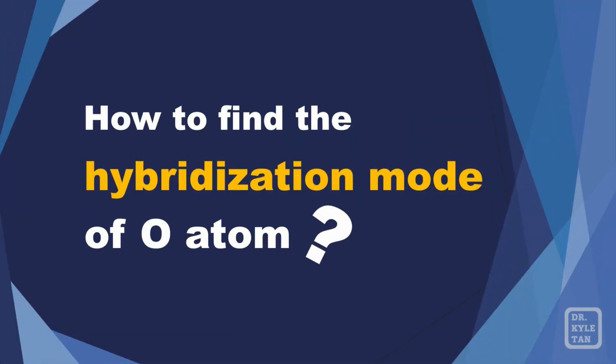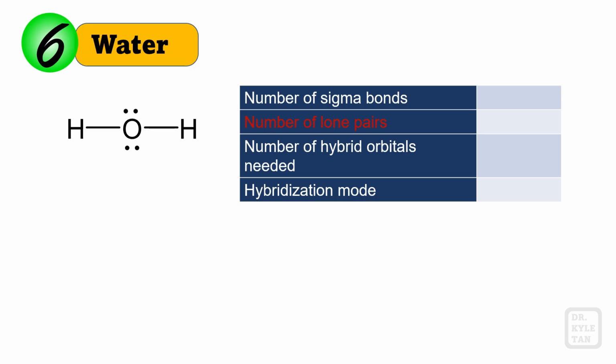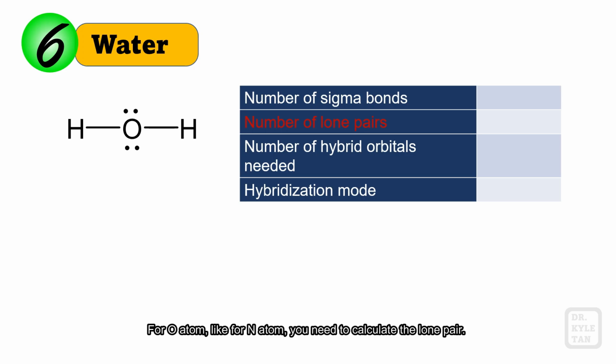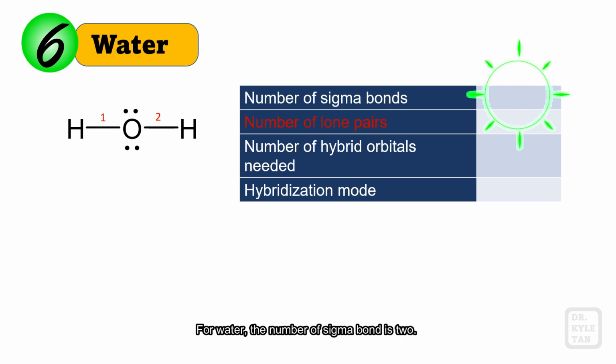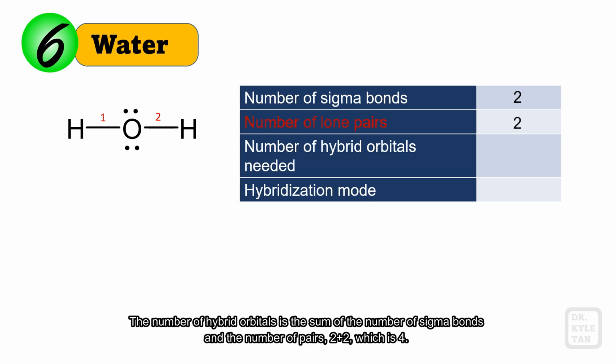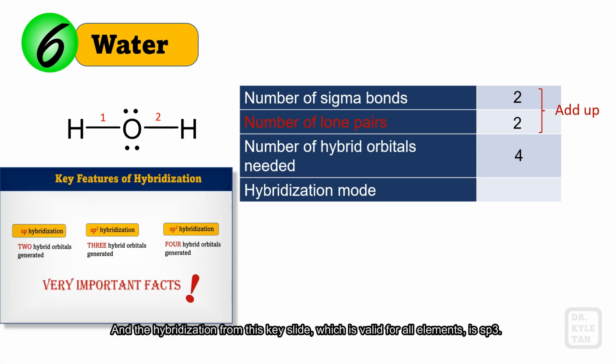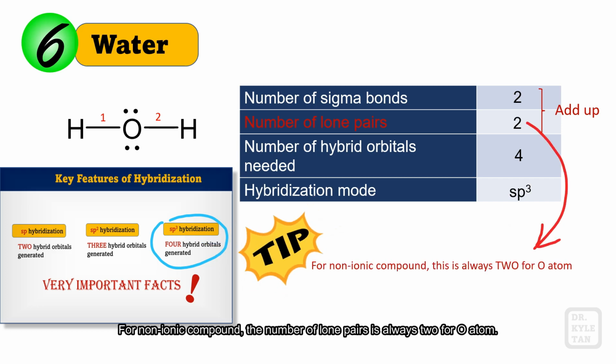How to find the hybridization mode of O atom? For O atom, like for N atom, you need to calculate the lone pair. For water, the number of sigma bond is 2. The number of lone pair is 2. The number of hybrid orbitals is the sum of the number of sigma bond and the number of lone pair, 2 plus 2, which is 4. And the hybridization from this key slide, which is valid for all elements, is sp3. For a non-ionic compound, the number of lone pair is always 2 for O atom.